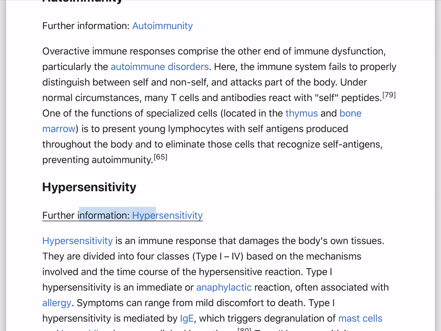Hypersensitivity. Hypersensitivity is an immune response that damages the body's own tissues. They are divided into four classes: type I, II, III, and IV, based on the mechanisms involved and the time course of the hypersensitive reaction. Type I hypersensitivity is an immediate or anaphylactic reaction, often associated with allergy. Symptoms can range from mild discomfort to death. Type I hypersensitivity is mediated by IgE, which triggers degranulation of mast cells and basophils when cross-linked by antigen.